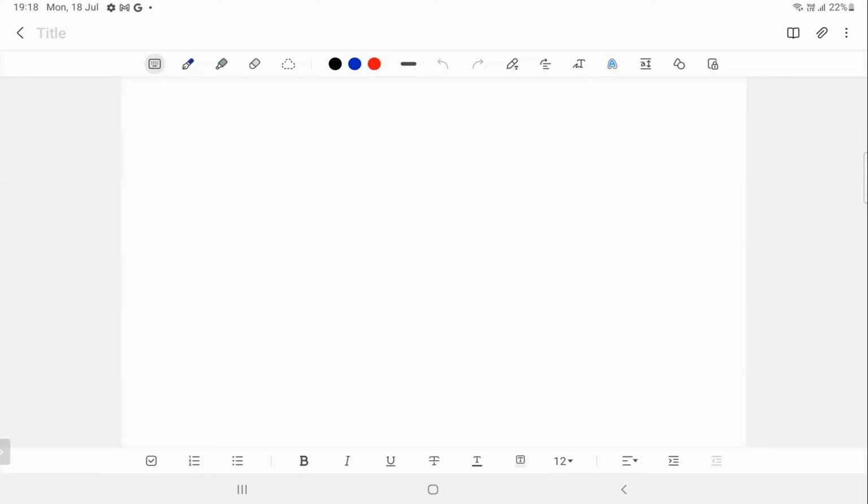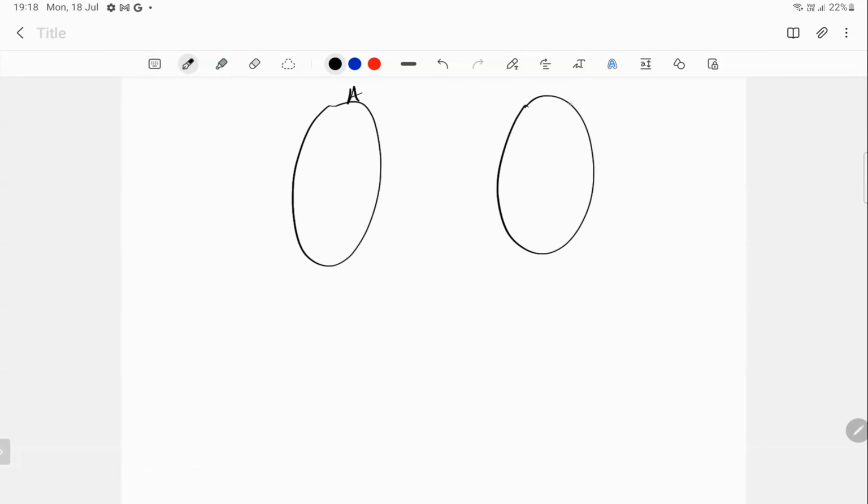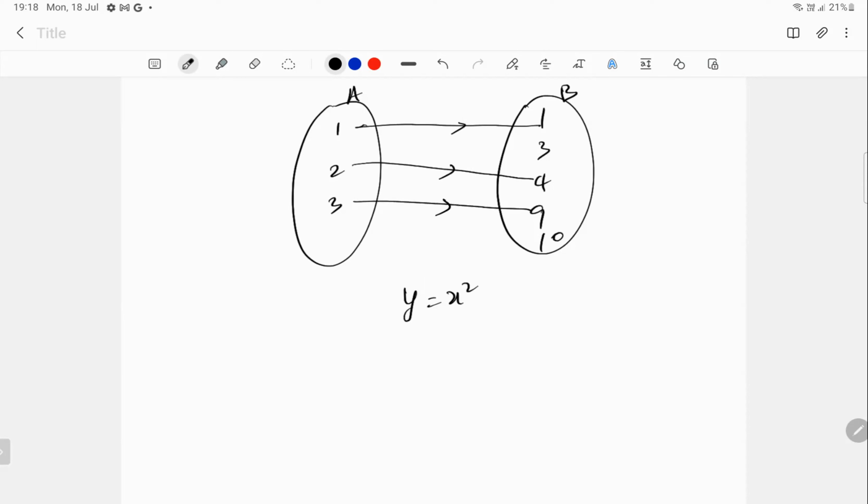Okay, so image is clear. Fine. Again, we have to write a new example. Anyway, let's write. So this is A, B, and we are defining a relation. A is 1, 2, 3. Let's write some other example for B: 1, 3, 4, 9, 10. Now, if I'm giving the same relation, y is equal to x square, that means you can map 1 with 1, 2 with 4, 3 with 9, right?